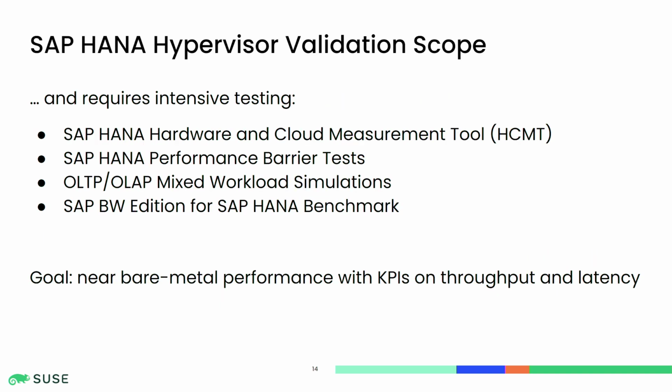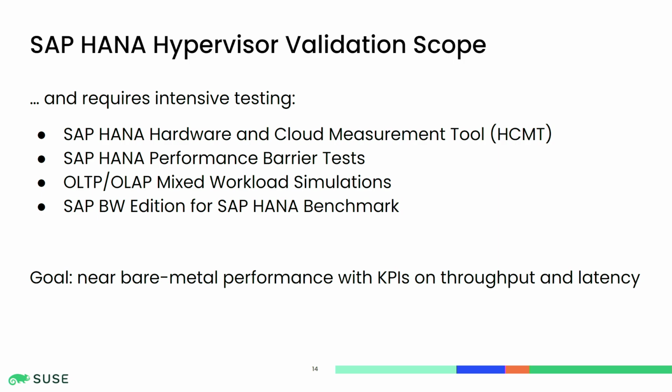The scope of the SAP HANA Hypervisor validation is basically what you read here. It's 4 different benchmarks that are being run, actually 8, so 4 on the bare metal, and then 4 on the virtual machine. The only one that is not a comparison is the first one, the SAP HANA hardware and cloud measurement tool. That's basically storage testing. They have some tests included that do not cover storage, but mainly it's storage, and you have to hit absolute markers here.